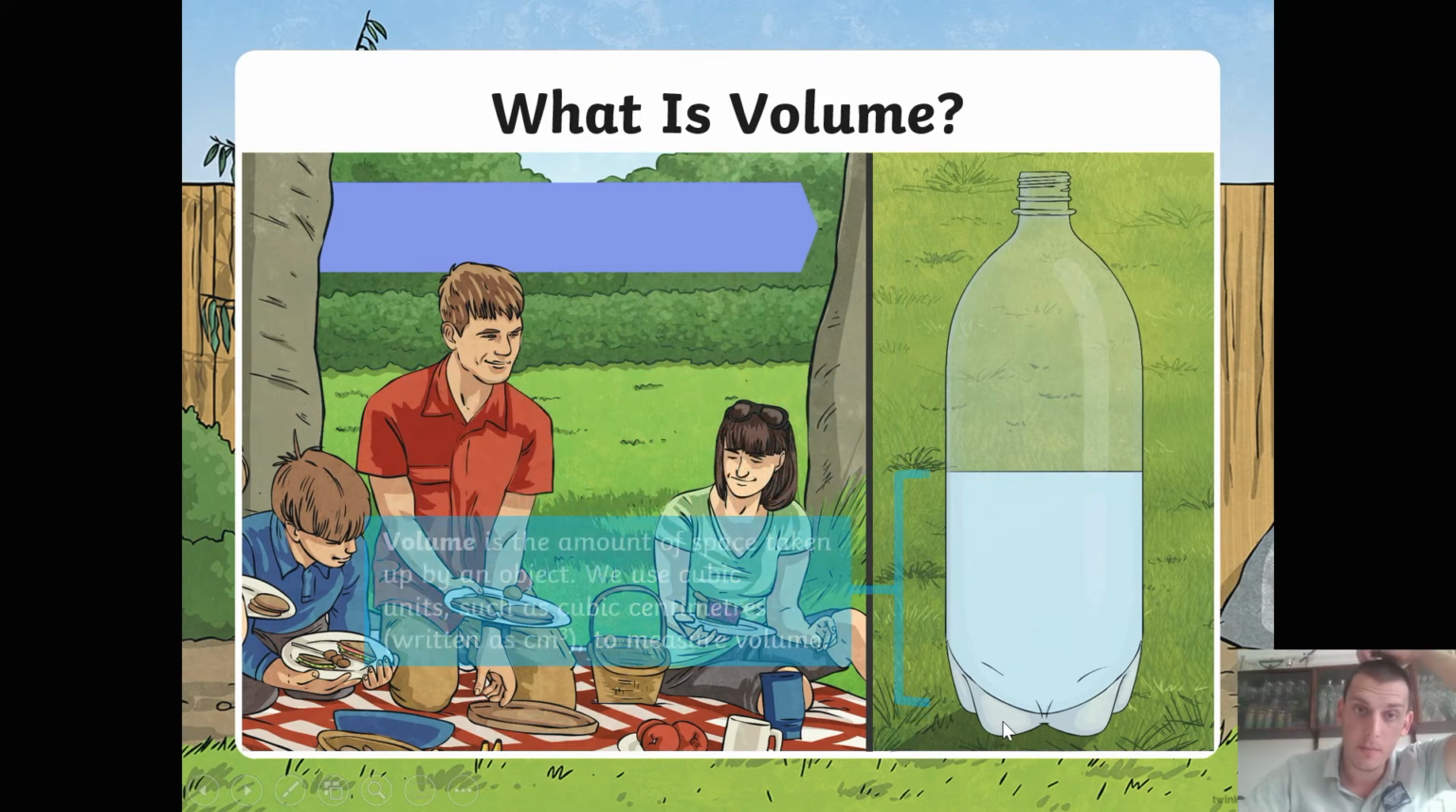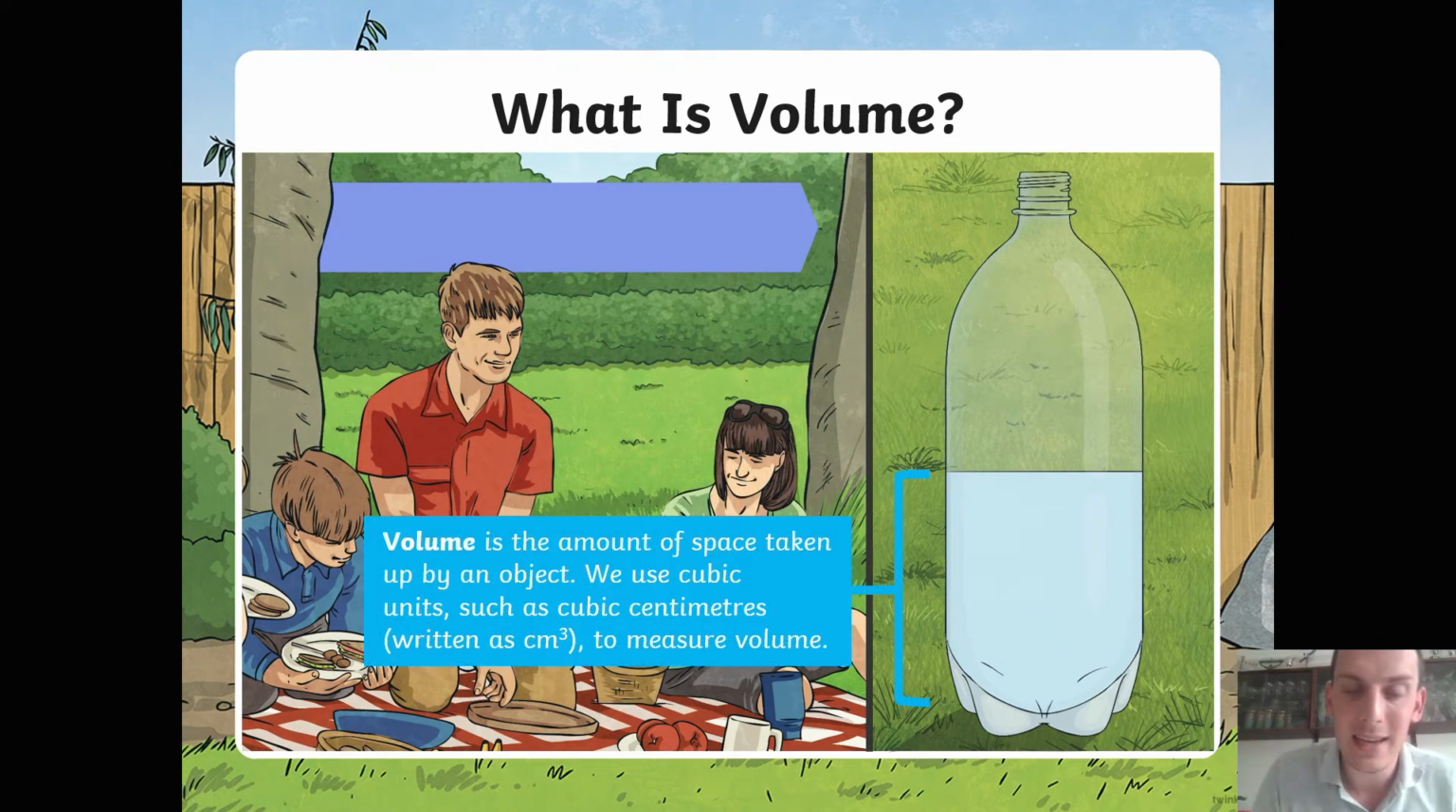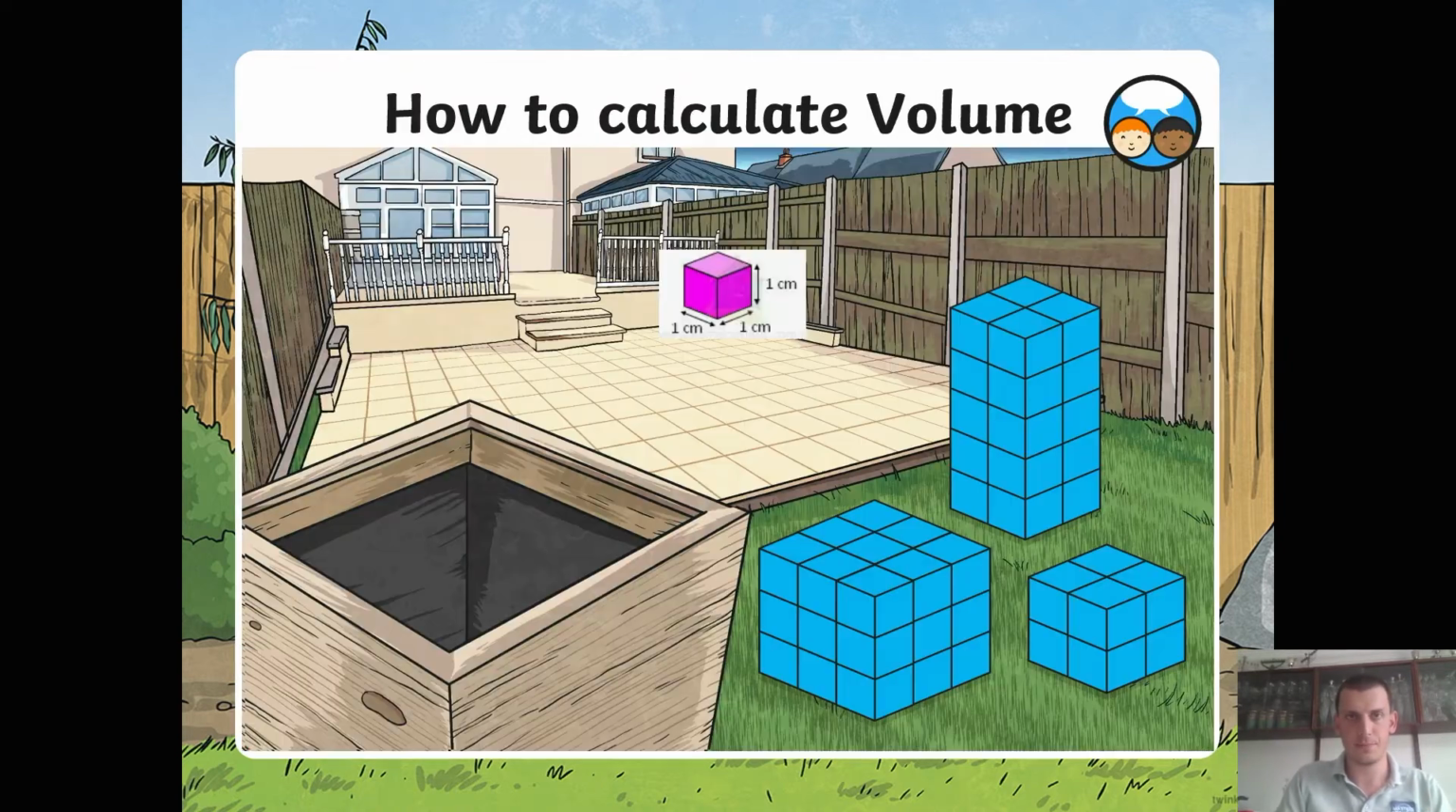Now the volume is the amount of space which is taken up by the object, in this case liquid. So the volume is the actual amount that the object inside the bottle takes up. So the capacity is the total space we have in here, and then the volume is the amount that our object has taken up, which in this case is liquid. So that is what volume is.